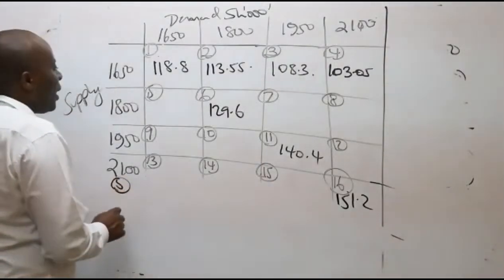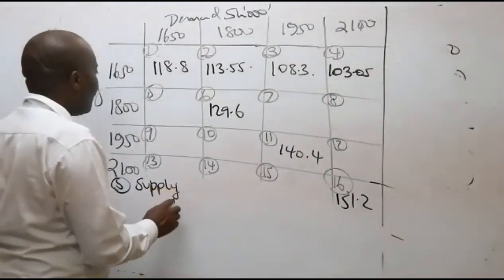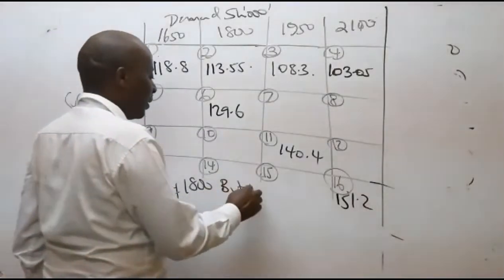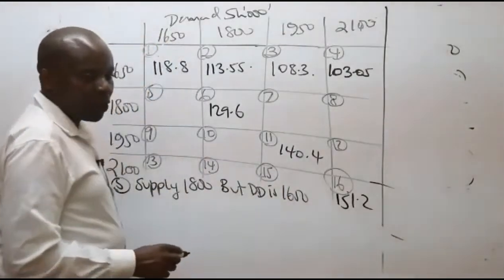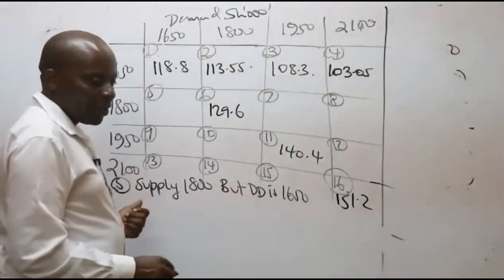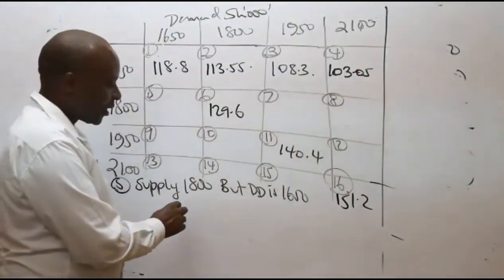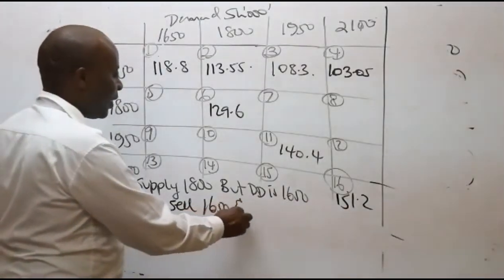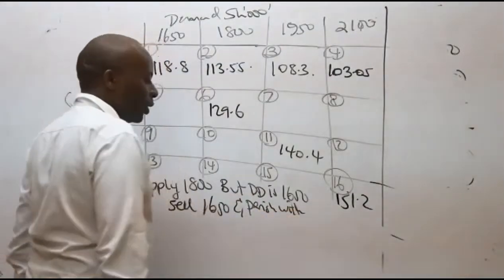And the cell number 5, ladies and gentlemen, for cell number 5, we have supplied 1800, but demand is 1650. So of course you will compare supply and demand, and of course the effective one will be the lower. So in this case here, sell the lower, sell 1650. And the perish with how much? Perish with how many?